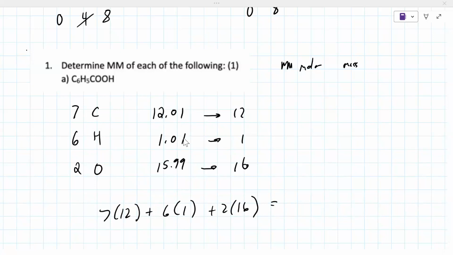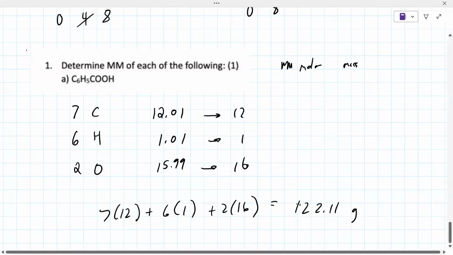What I'm referring to is that these little tenths or hundredths don't really matter, but some instructors are picky. I'm probably gonna choose to keep those. They probably have specified a standard table that they want you to use, but this is 122.11 grams.